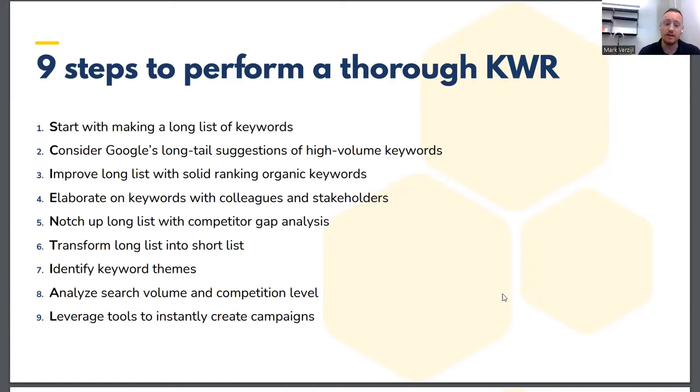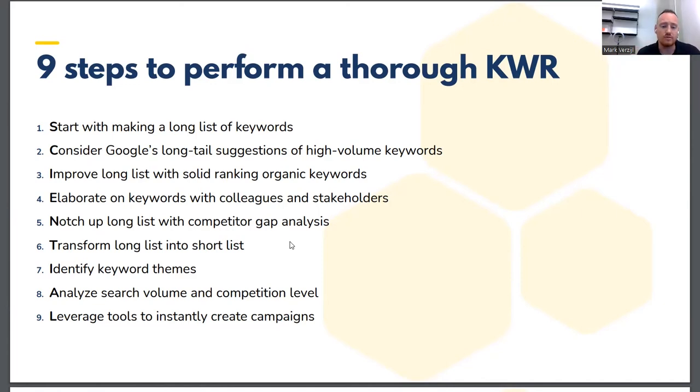After we have included those keywords from the colleagues and stakeholders, we want to, as we call it, nudge up the list with a competitor gap analysis. So instead of just focusing on ourselves, we try to take a look at the main competitors. What keywords are they advertising on? What keywords are they ranking on? And are there keywords that they are ranking on organically that our company does not rank on? That could be interesting to have a look at and see if there are some keyword possibilities there as well.